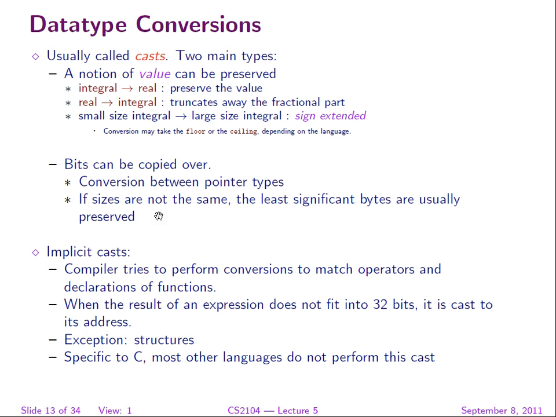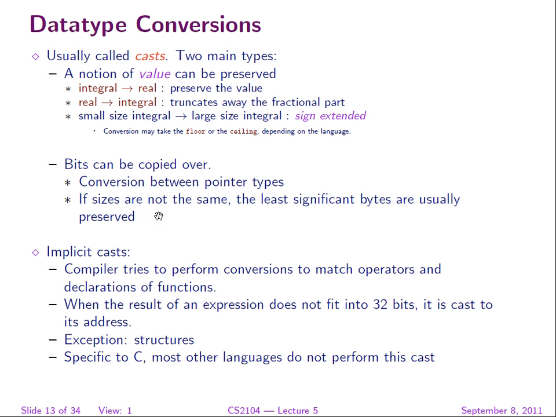Well, there are two approaches. One is that the value can be preserved. You take the value of the right-hand side and assign it to the left-hand side of the assignment in such a way that the value is somehow preserved. So if I take a char and assign that to an int, I can sign extend and the value is preserved. If I take an integer and assign it to a float or a double precision number, the value is preserved. The bits are not preserved. It's not the same bits, and in some cases the number of bits is different, but the value is preserved.